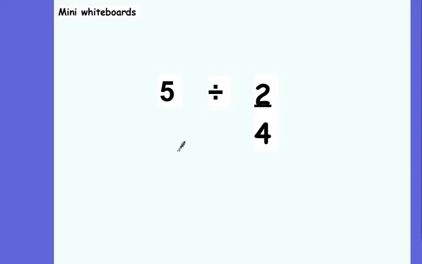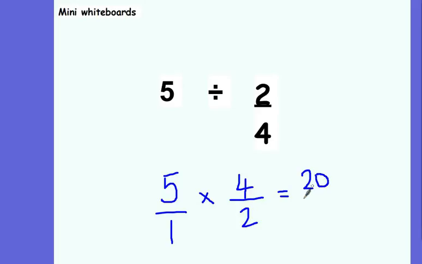And then mini whiteboards or light blue books, what's 5 divided by 2 quarters? Pause the video, work it out now for me. Let's go through it. I keep my first number, I flip my second one, I change my sign, I write 5 as 5 over 1, I've now got 5 times 4 is 20, over 1 times 2, which is 2. I can divide top and bottom by 2, which will give me 10 over 1, which is just 10.